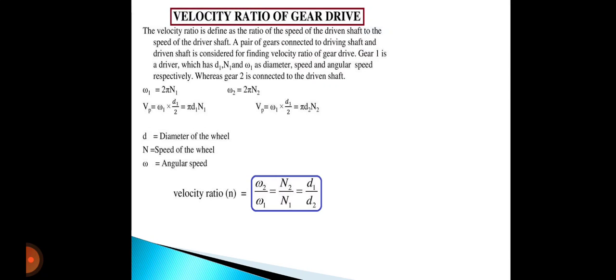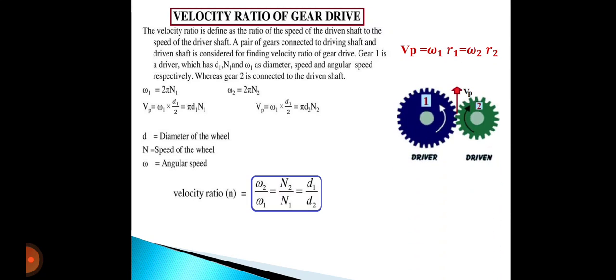Now, velocity ratio of a gear drive. The velocity ratio is defined as the ratio of the speed of the driven shaft to the speed of the driver shaft. A pair of gears connected to the driving shaft and driven shaft is considered for finding the velocity ratio of the gear drive. Gear 1 is the driver, which has d1, n1 and omega 1 as diameter, speed and angular speed respectively, whereas gear 2 is connected to the driven shaft.